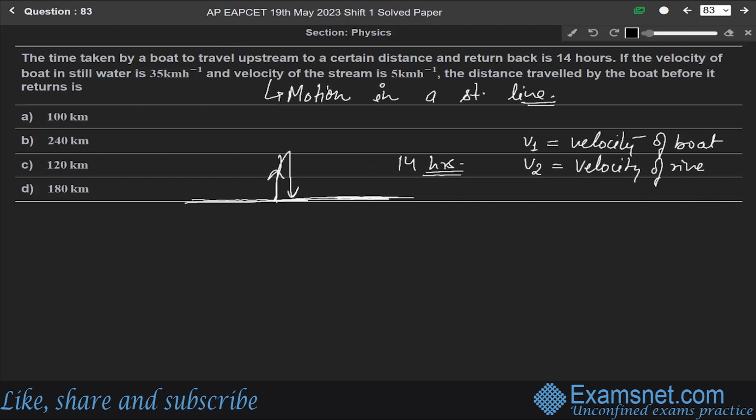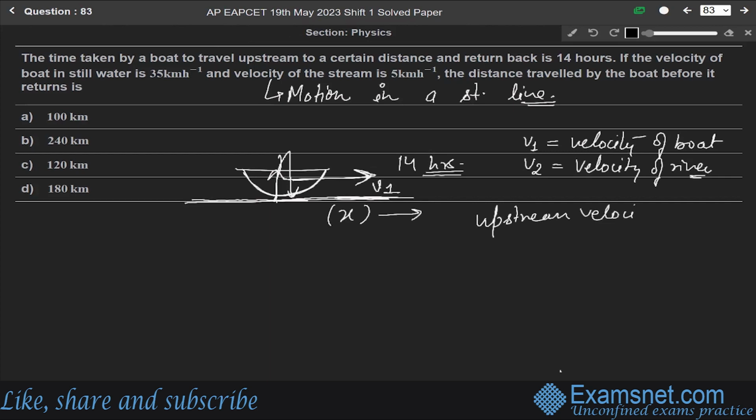Velocity of boat means, let us say a boat is traveling in this direction, so v1 is the velocity of this boat. Let the boat travel a distance of x kilometers.